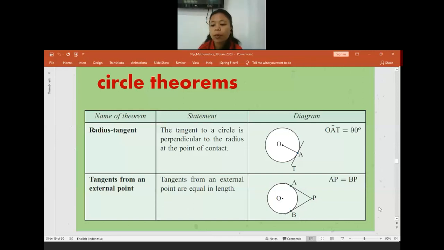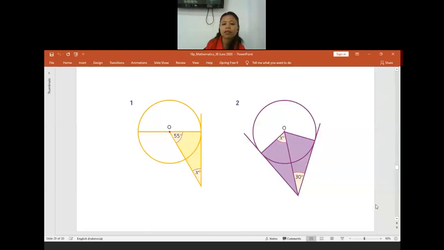I think it will be better if I directly move to the example. This is the example. Can you see where the 90 degrees is in this question? There is a 90 degree angle. In which part is it? Beside 55. Yeah, beside 55, it will always make 90 degrees because a radius and tangent line will always make 90 degrees. So how many degrees is x? 35.